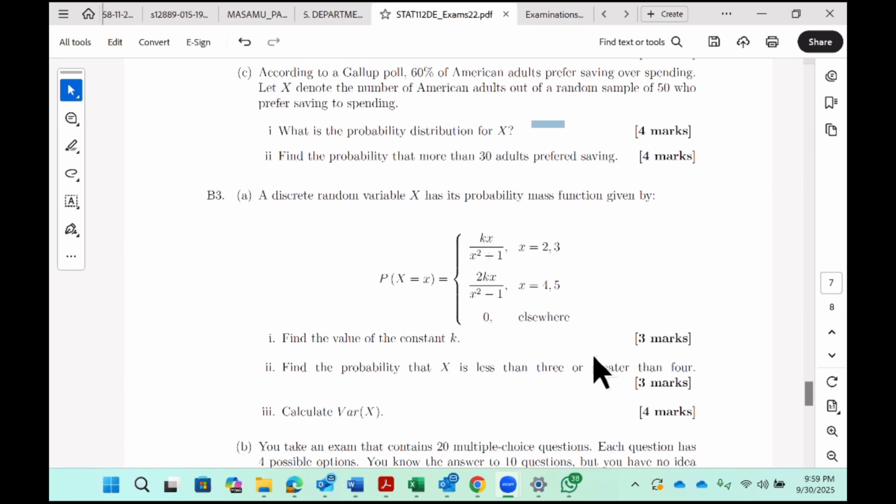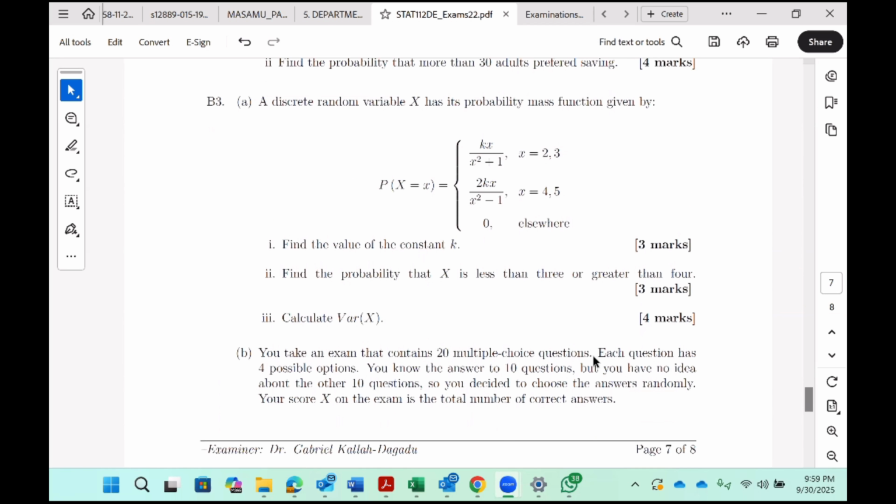Then B3. A discrete random variable X has its probability mass function given by Kx over X squared plus 1, where X equals 2, 3; 2K times X over X squared minus 1, where X equals 4, 5; or 0 elsewhere. Find the value of the constant K.